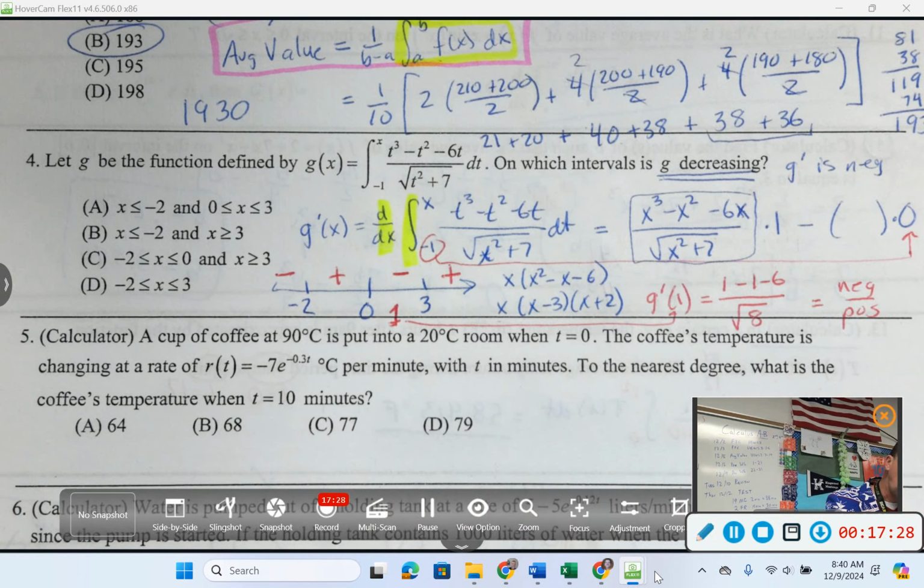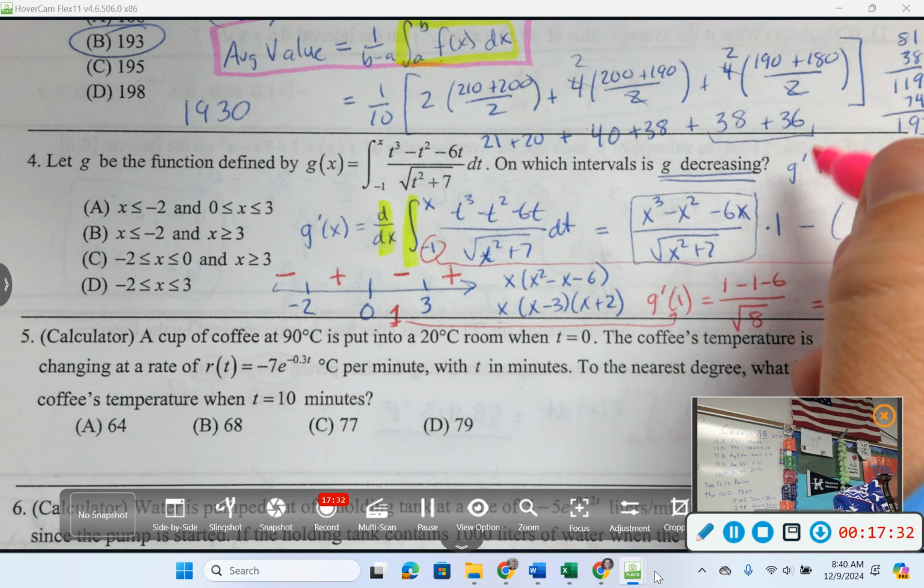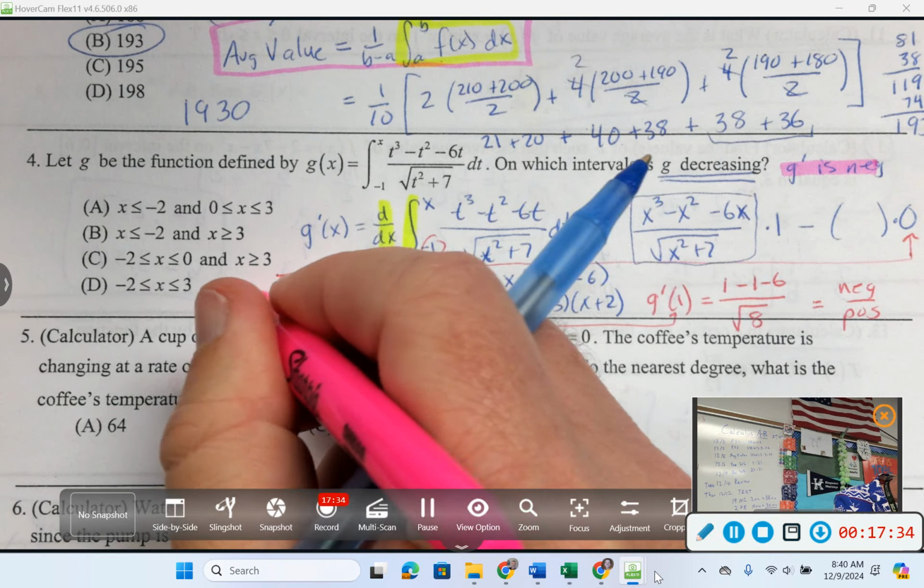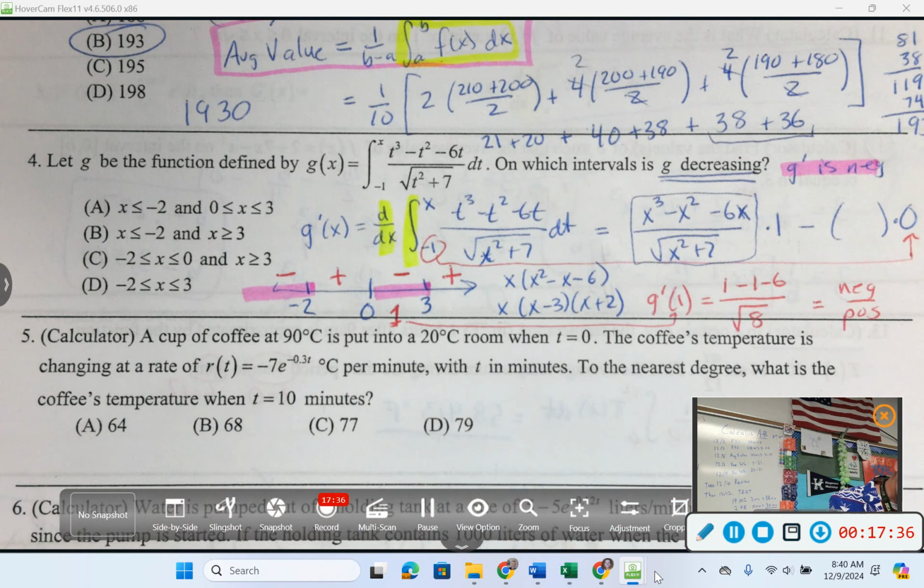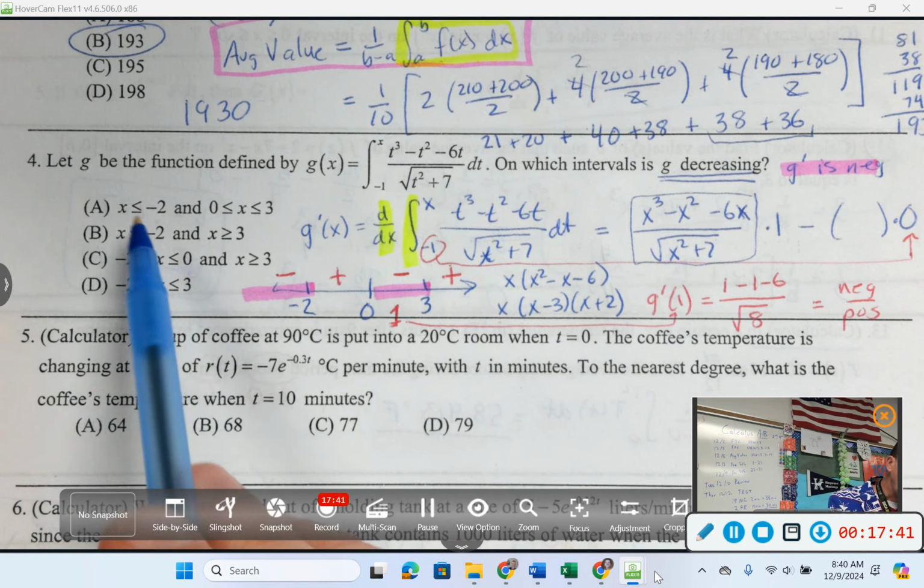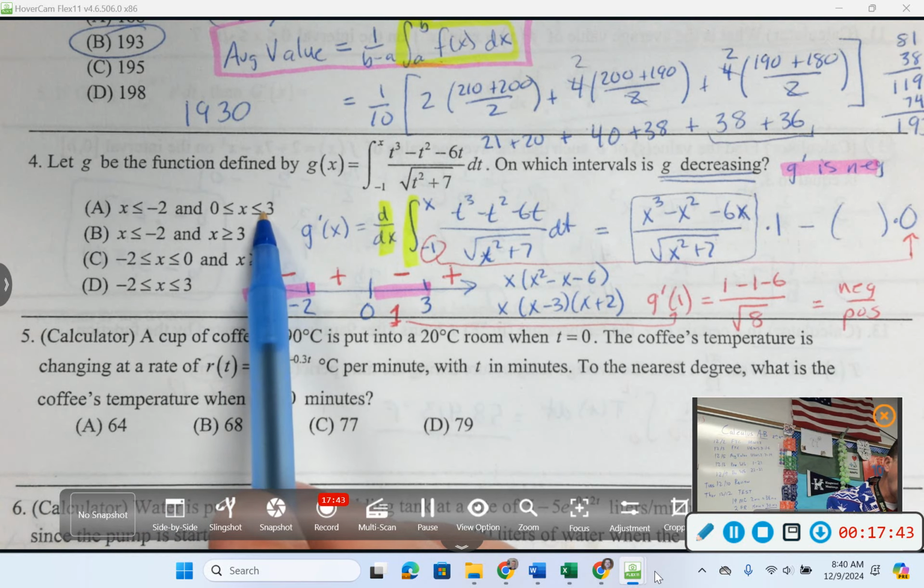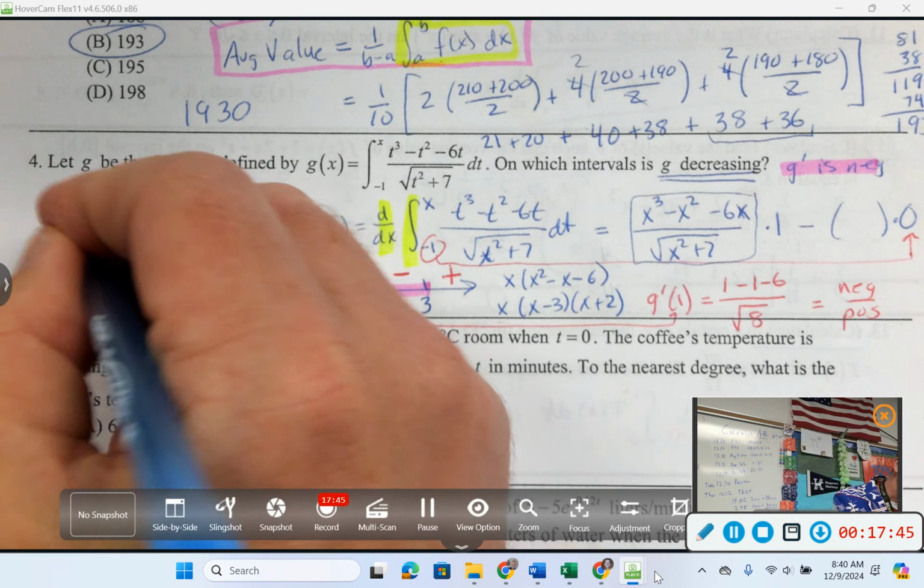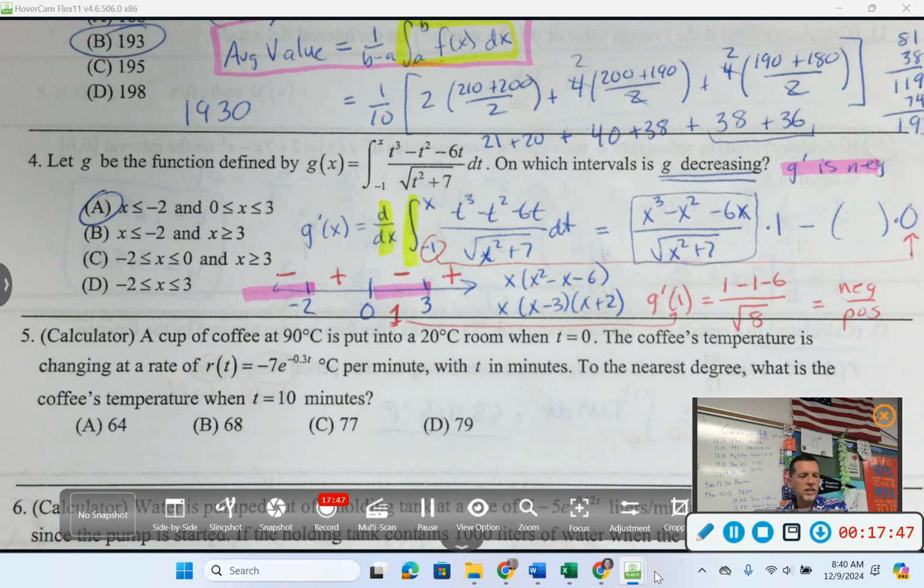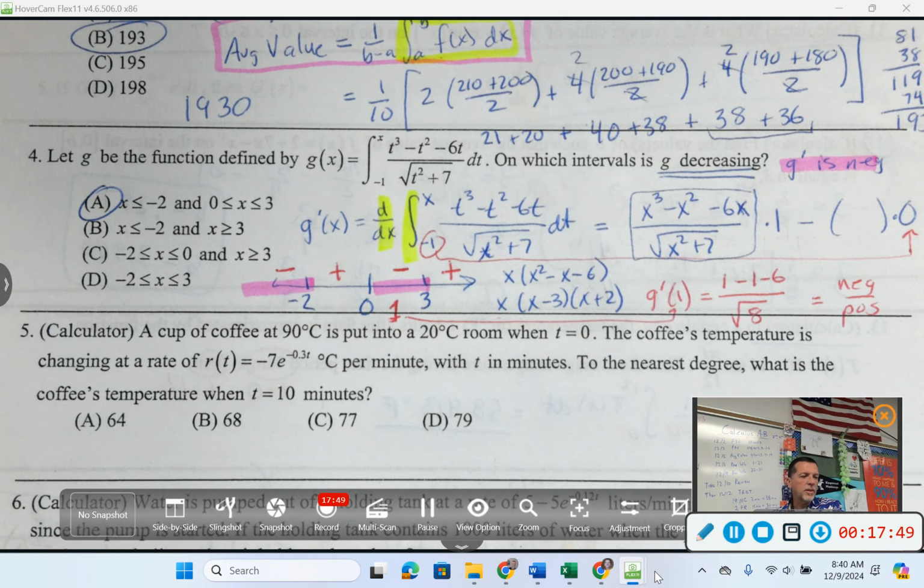So I wanted G prime to be negative. That's when G is decreasing. So that is there. Let's see if that's an answer choice. Less than -2 and 0 to 3. There's a lot of work in that one little problem.